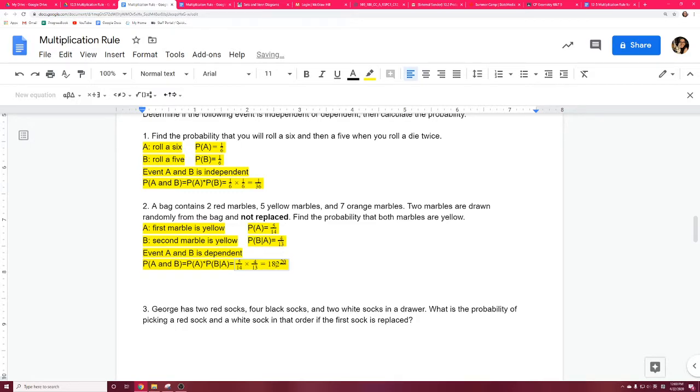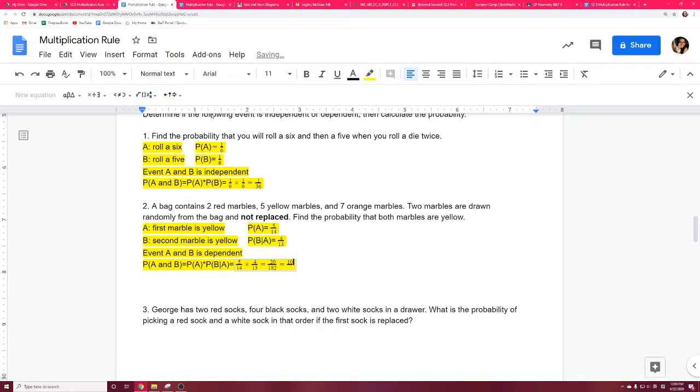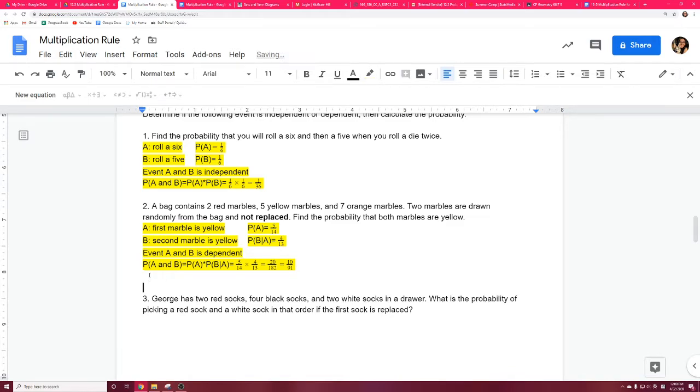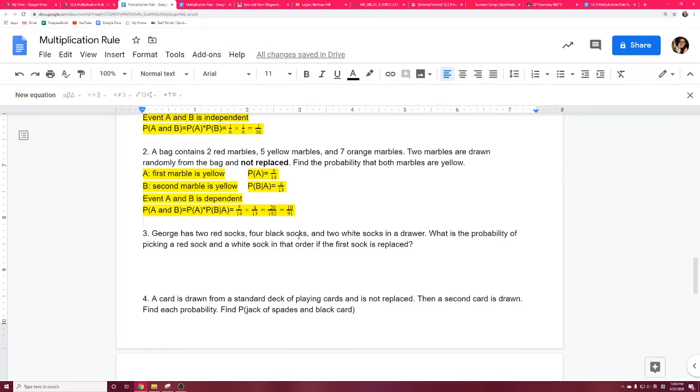Let's reduce the fraction. Let's try to divide by 2 on the top and bottom. Top will be 10, bottom will be 91. Are we done? I think so. We cannot reduce anymore. This is our answer: 10 over 91.